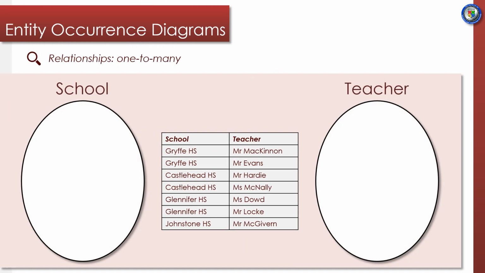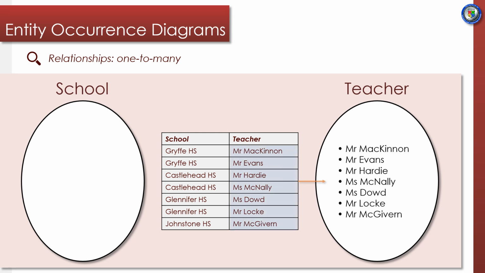Now again, we have our 2 entities, school and teacher, represented by our ovals. And we take each instance of our teacher entity into the entity oval. There is no repeating data there. So we have Mr. McKinnon, Mr. Evans, Mr. Hardy, Miss McNally, Miss Dowd, Mr. Locke and Mr. McGivern.